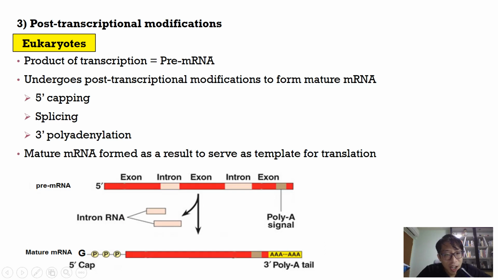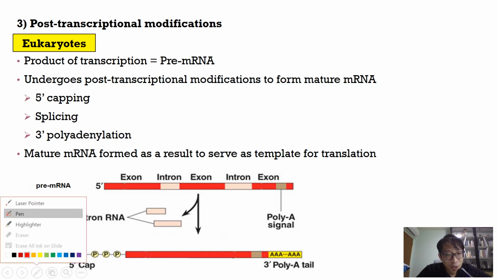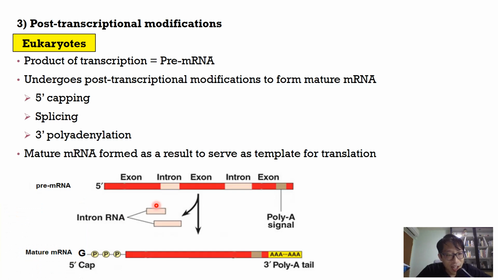Okay, so if we look at the diagram here, there is the removal of the introns and the joining of the exons together. So this is called splicing. There's the addition of a cap at the 5' end, that's 5' capping, and there's the addition of a poly-A tail at the 3' end, and that is the 3' polyadenylation.